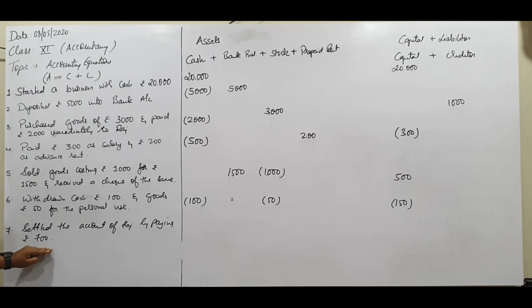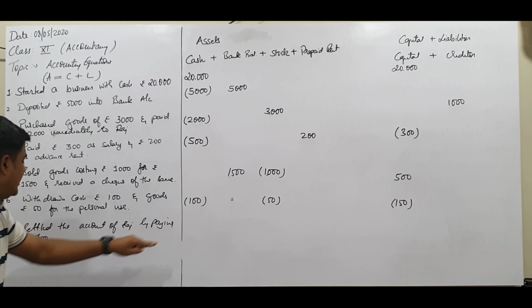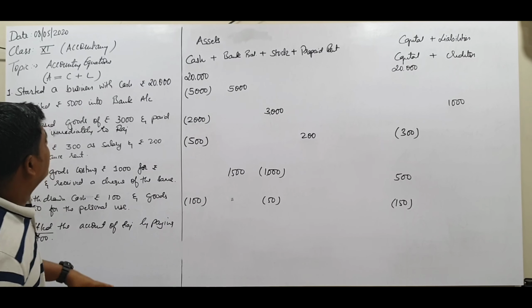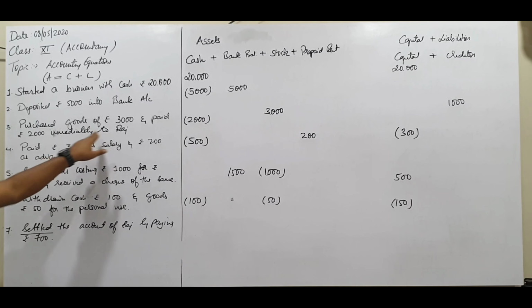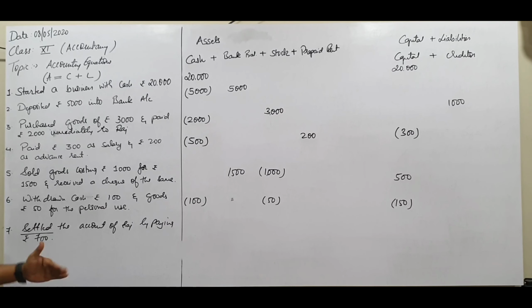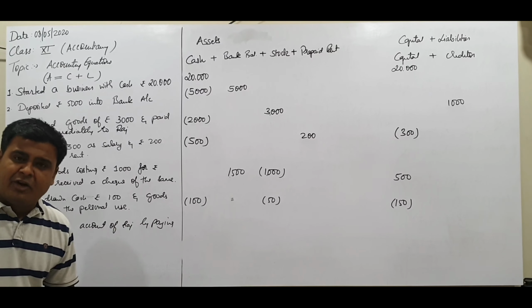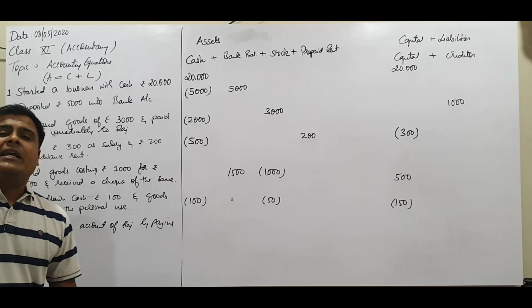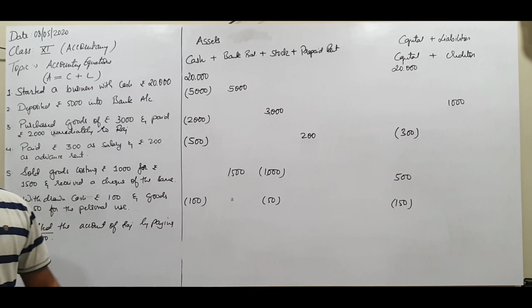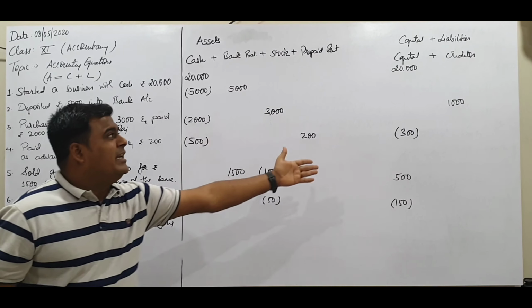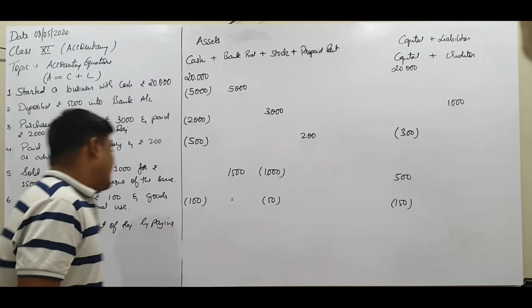Let us see the next one. Settled the account of Raj by paying rupees 700. See here I have used the word settled. Settled means, let us check how much amount we need to pay to Raj. We need to pay Raj 1,000 rupees and we have settled the account. That means after this we are not going to give him anything. So that 300 rupees that we are not going to give him is a discount, and that discount is a good sign for the business which will result in an increase in the capital.